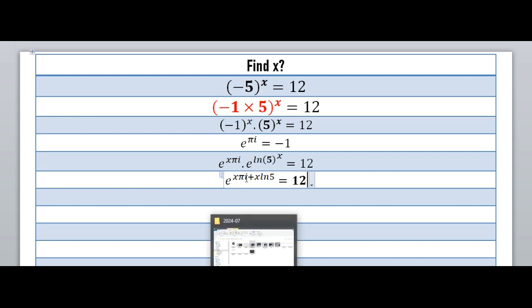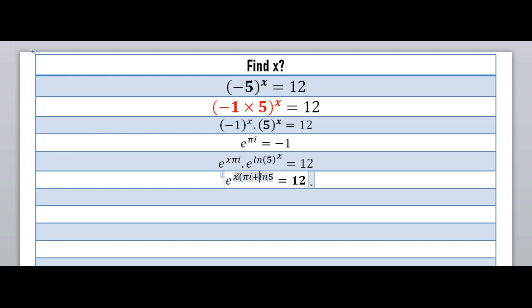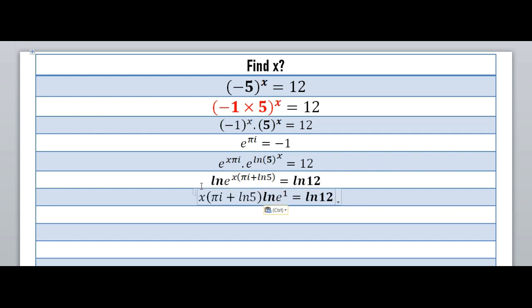Now, for us to get x, remember x is a common factor here. So if we factorize out the common factor x, inside the bracket we will have pi I plus ln of 5. Now from there, for you to get x, we introduce natural log on both sides. If you introduce ln on both sides of the equation, the power will become the coefficient according to the laws of logarithms. Then ln of exponential raised to power 1, that is ln of e. Ln of e is 1, so that one disappears.